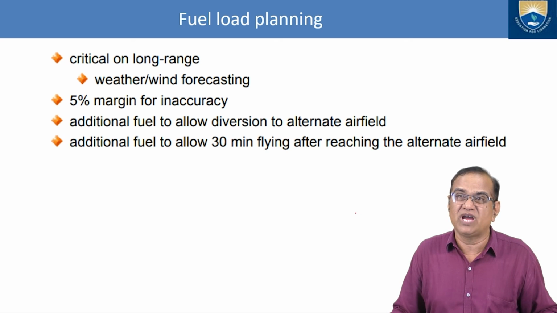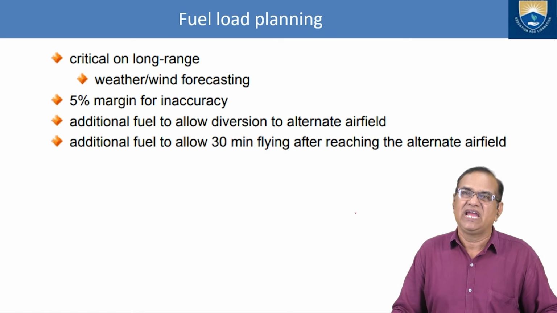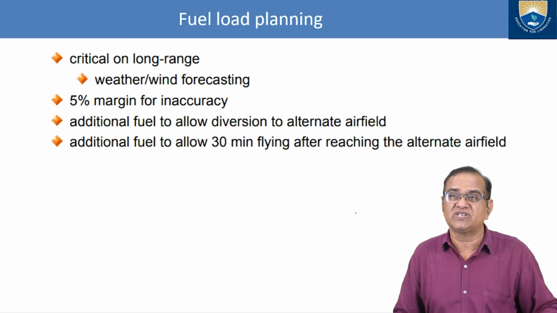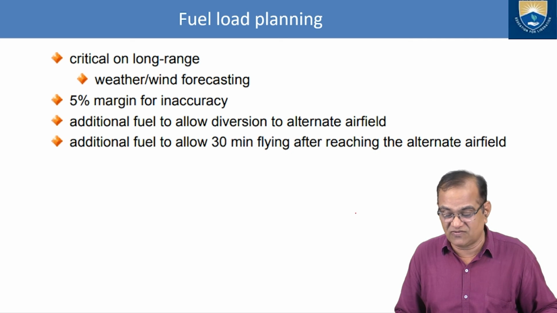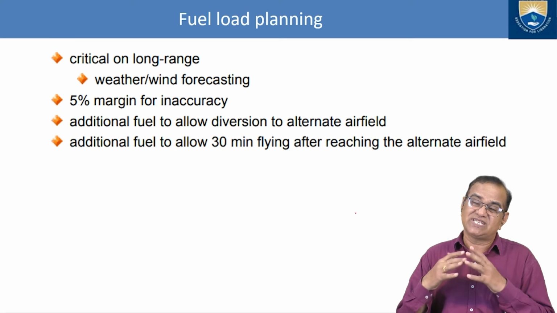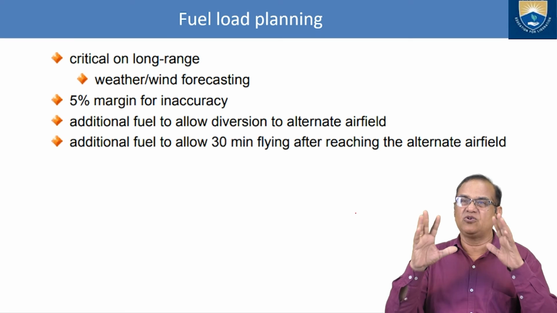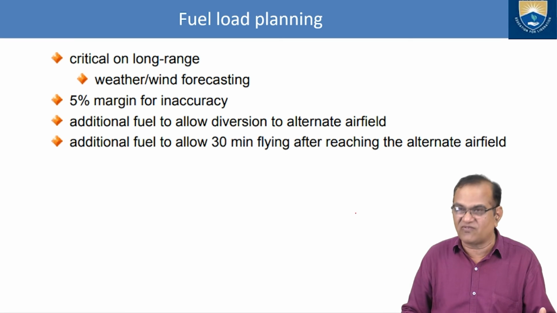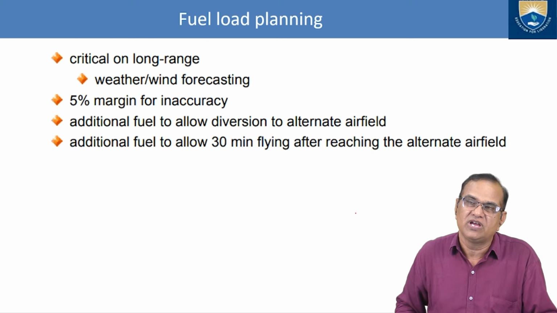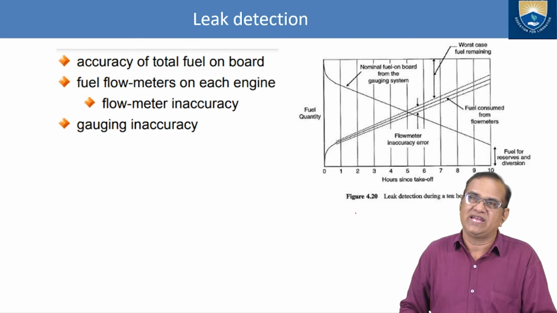Additional fuel to allow diversion to the alternate airfield. Additional fuel to allow 30 minutes flying after reaching the alternate airfield. You should fuel in such a way that if you reach your destination, you can fly 30 minutes further. That much amount of fuel every aircraft has to carry.